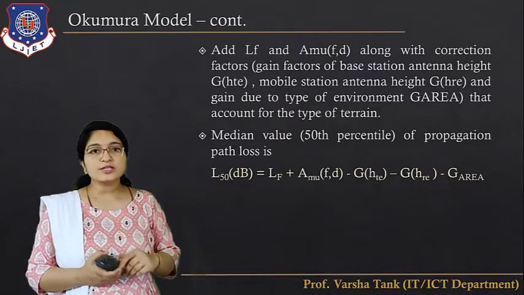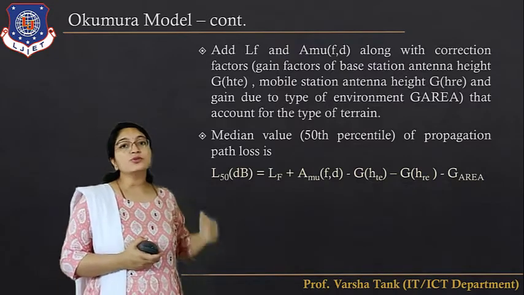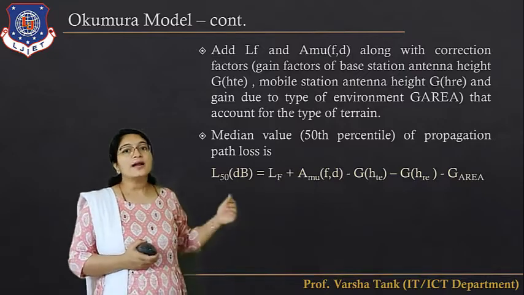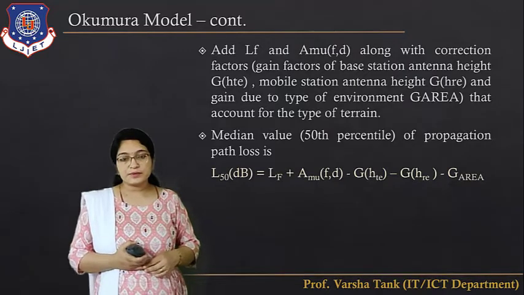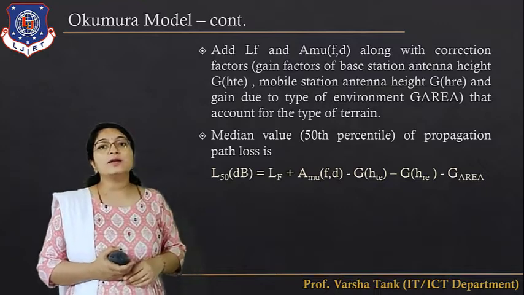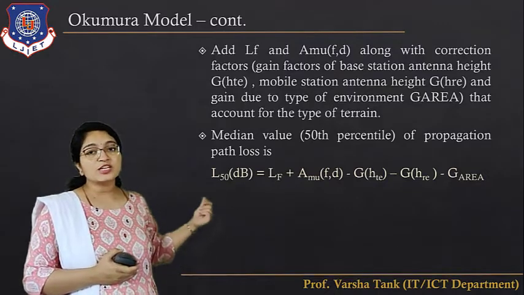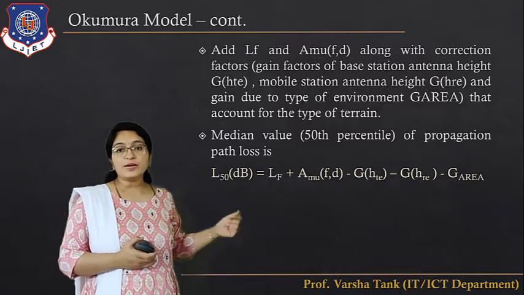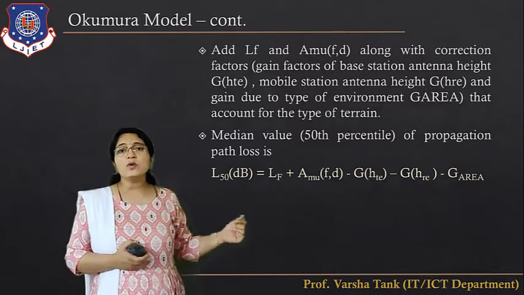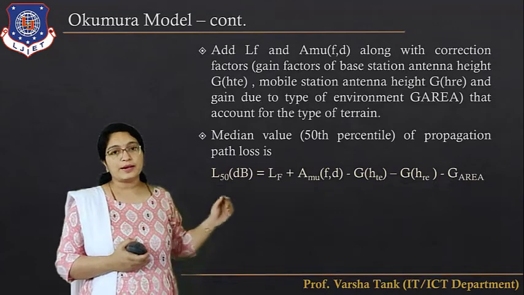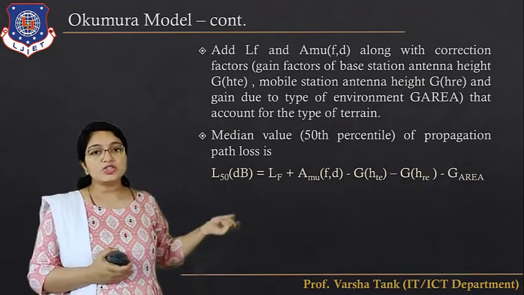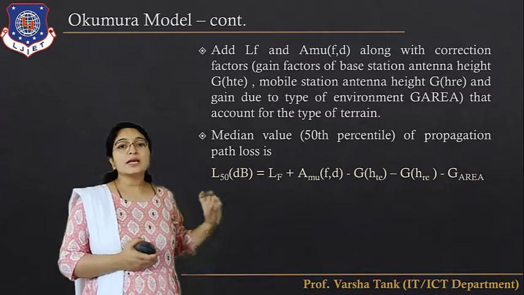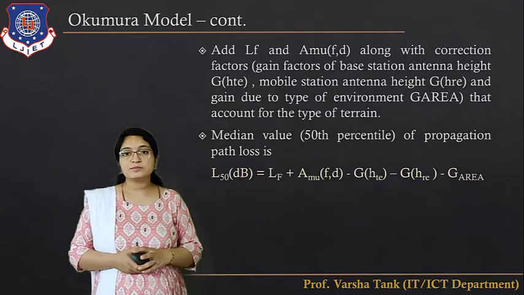Okay, transmitter and receiver, and the gain due to the type of the environment, that is defined as G area, that accounts for the type of the area. So the median value at 50 percentile of the propagation path loss is defined using the formula L50 dB is equal to LF plus Amu(f, d) minus G of the transmitter, minus G of the receiver, and minus G of the area.